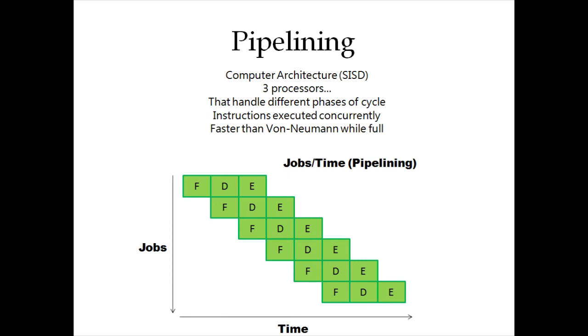Firstly, job 1 is fetched. Once that is done, job 1 is decoded. But now the fetch processor is free to fetch job 2. Once job 1 has been decoded, it is executed and job 2 can be decoded, and so on. You can see that the throughput speed has been increased. Just look at the gradient of the graph. 6 jobs have been completed in the same time period, as opposed to 3. Pipelining is faster while full, like this.